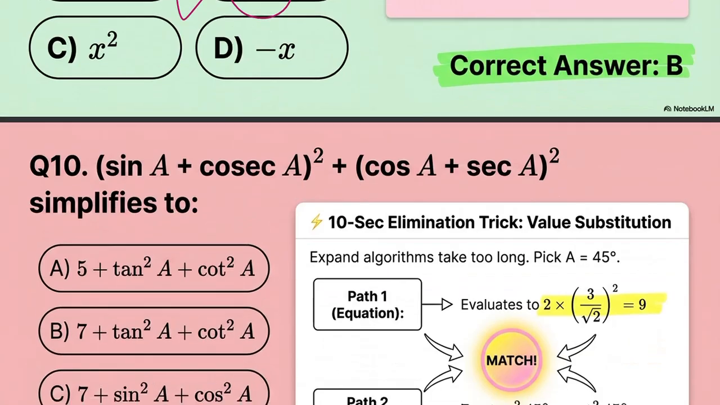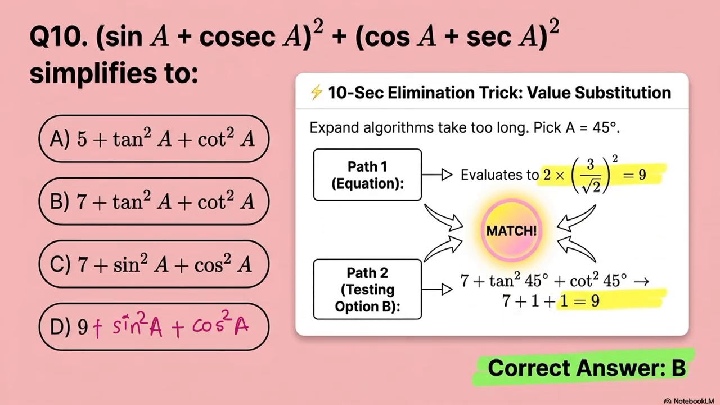Look at the next question. We have to find out the value of (sin a plus cosec a) the whole square plus (cos a plus sec a) the whole square. So here we'll apply the trick. Let's take a to be 45 degrees, because 45 degrees is easy to calculate. Whenever a square is there, tan and cot are there. So angle A we have taken 45 degrees.